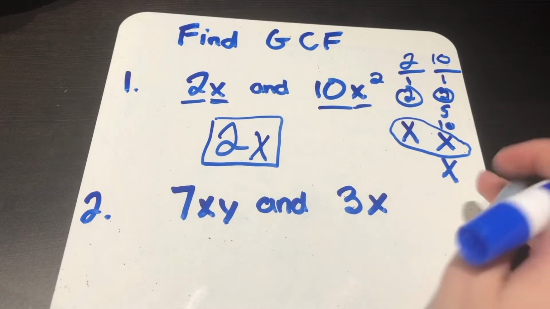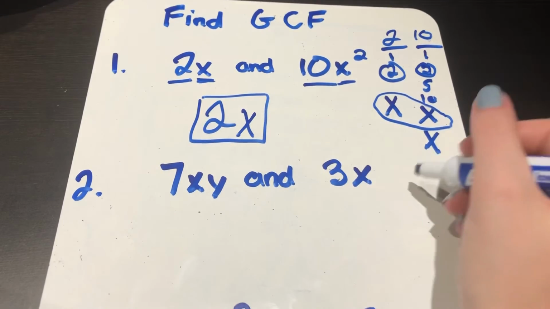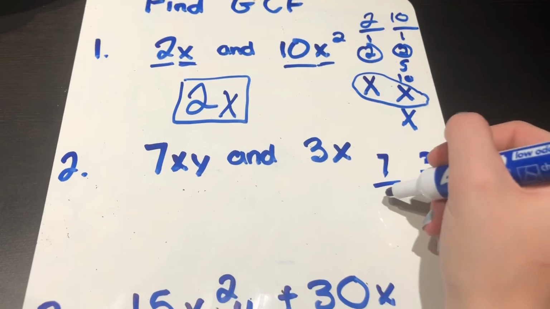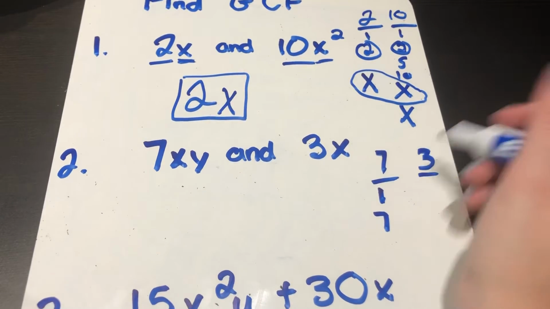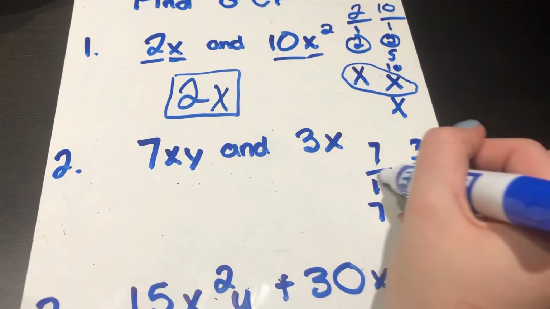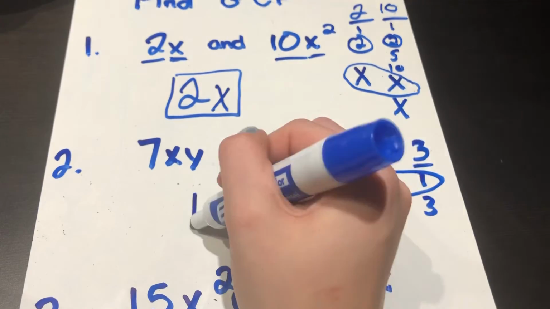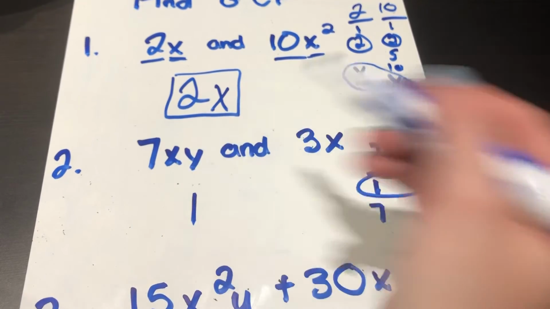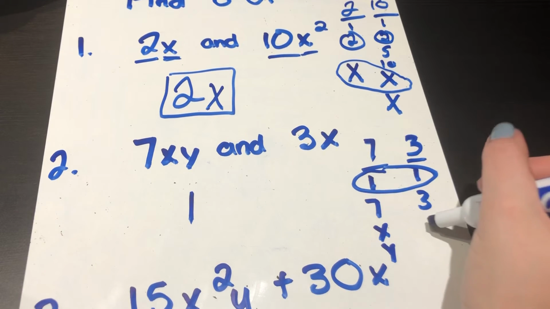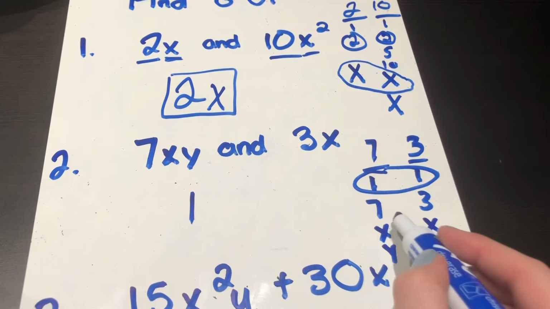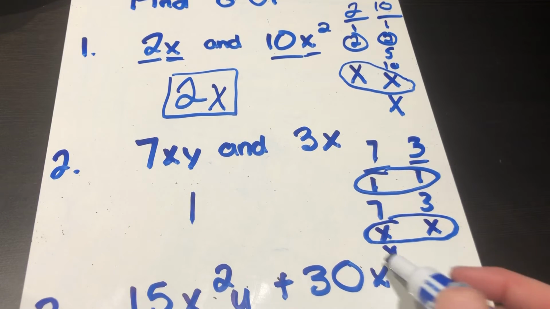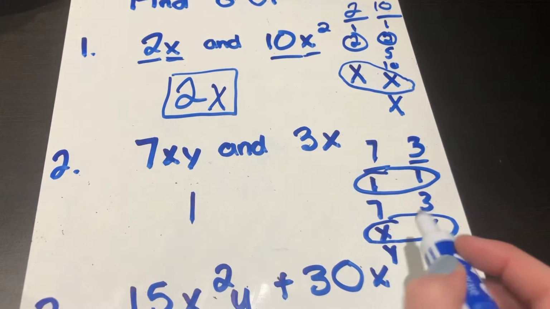Okay? So the next one, 7 and 3. Let's say I don't know. We can make a list. 7, I can only divide by 1 and 7. 3, I can only divide by 1 and 3. The GCF is 1. So I'm just going to write a 1. Now, 7 has an X and a Y, so I'm going to write X, Y. And 3 has just an X. So they have an X in common, for sure. But do they have a Y in common? No, they don't. They only have X in common.